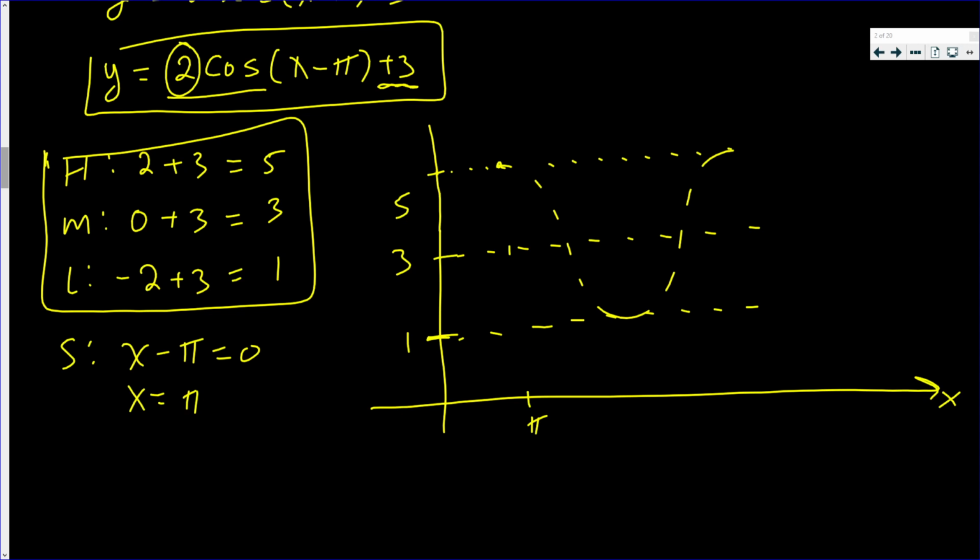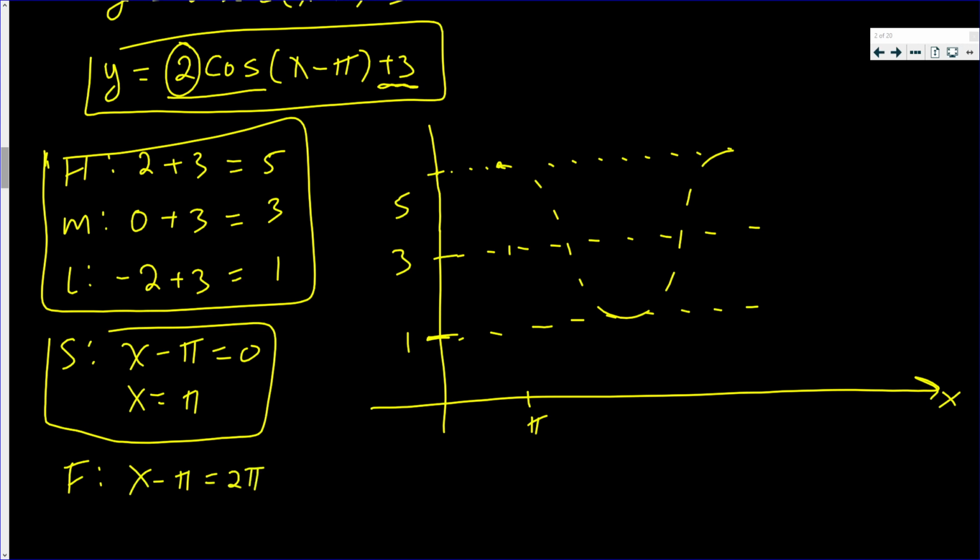Okay. Now, where does the graph finish? It finishes when the angle is 2 pi. Well, you better have 3 pi's, so when somebody takes away one of your pi's, you'll have 2 pi's left over. That is, it finishes at 3 pi.